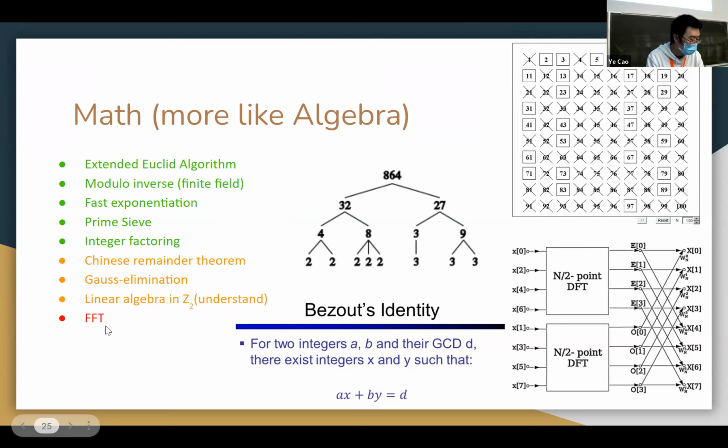FFT, aka fast Fourier transform, treat it like a black box. What it does, it multiplies two polynomials in n log n time. That's all it does. Do not consider it to be something scary. You have polynomial A, polynomial B. You FFT them, you get polynomial A times B, period.